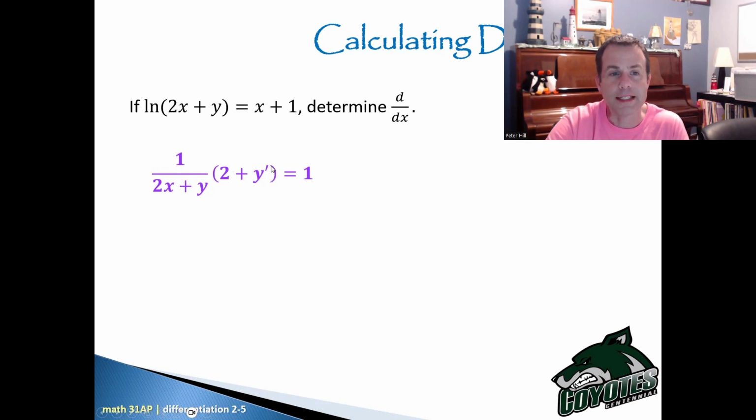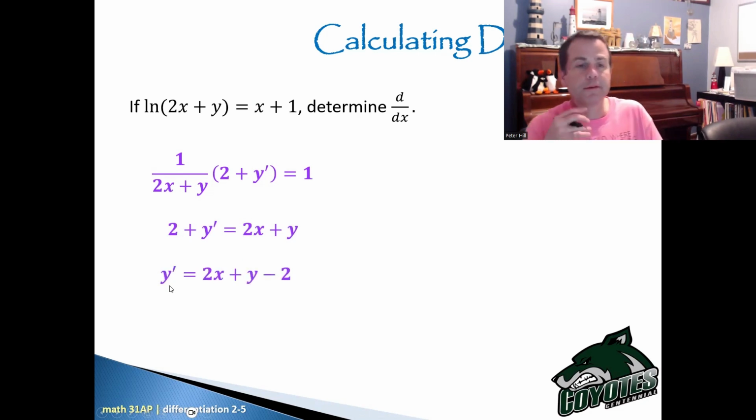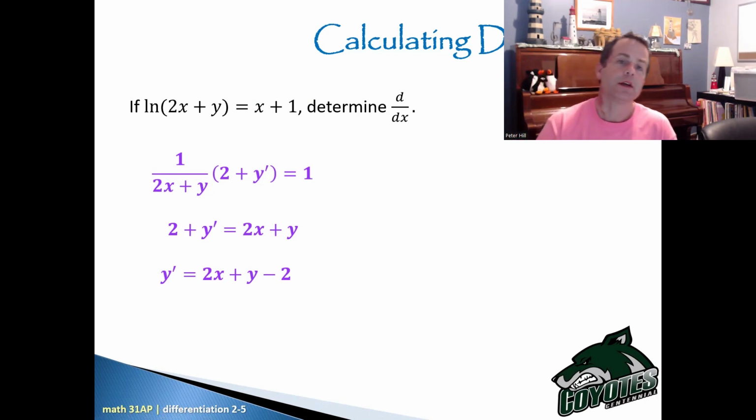Okay. Now, I need to get to the derivative of y by itself. So I'm going to multiply both sides by 2x plus y and then just subtract 2. So that's going to give me the derivative of y is 2x plus y minus 2.